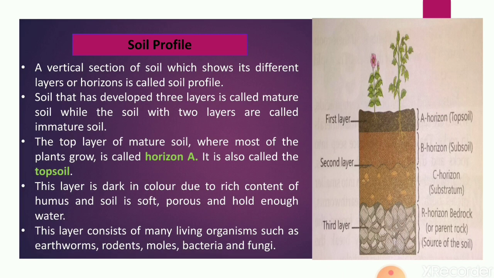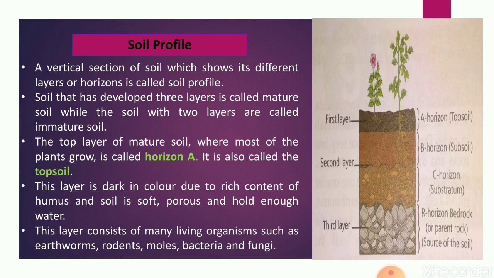Next thing is soil profile. So soil profile, we can say, is a vertical section of soil which shows us different layers or horizons. Means if suppose we are cutting a vertical section of soil, then we can see different layers, and these different layers are also called horizons. So any vertical section of soil which shows different layers or horizons is called a soil profile.